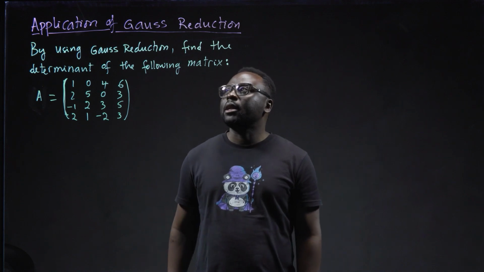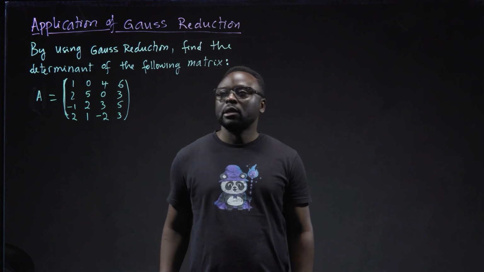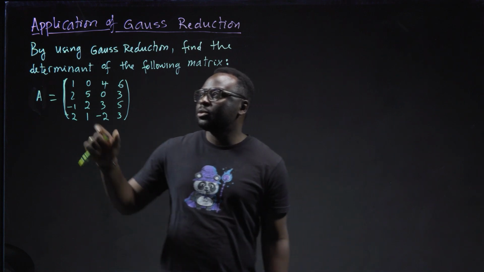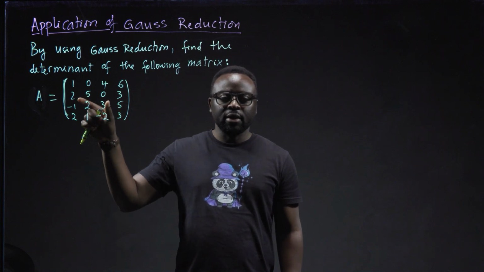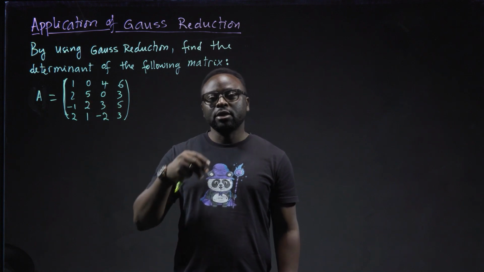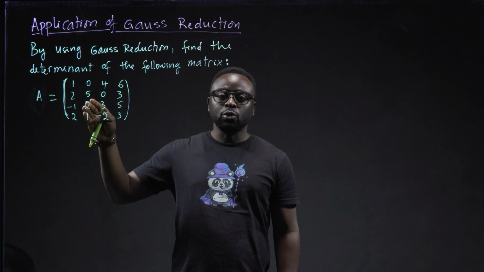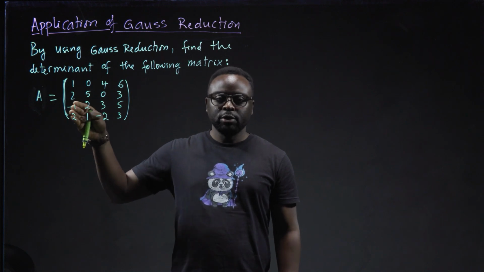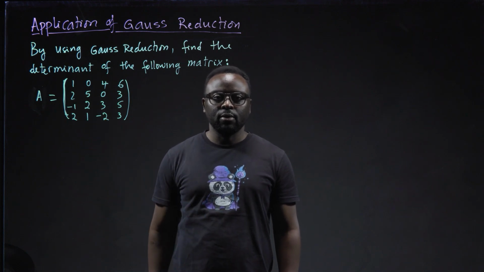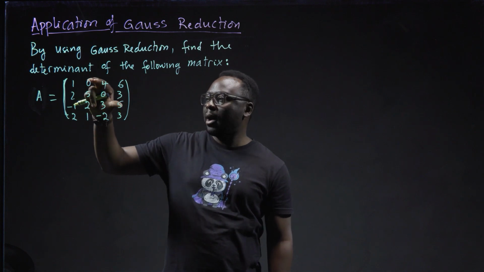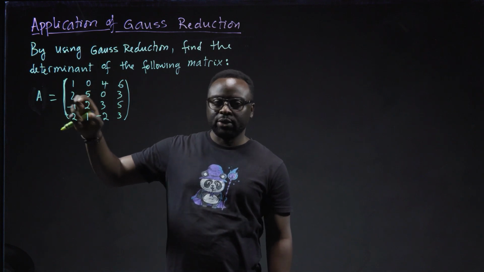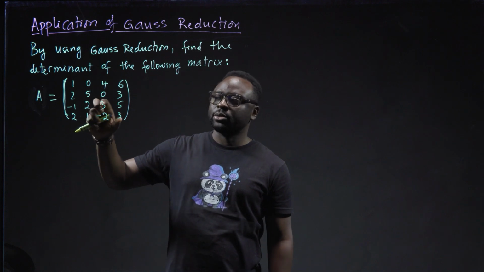So I'm giving you an application of Gauss reduction, and to do that we want to use Gauss reduction to find the determinant of the matrix A given here. In this video I want to show you the steps to Gauss reduce a matrix before you obtain the determinant. We want to transform the matrix into an upper or lower triangular matrix. That's what we mean here by Gauss reduction.